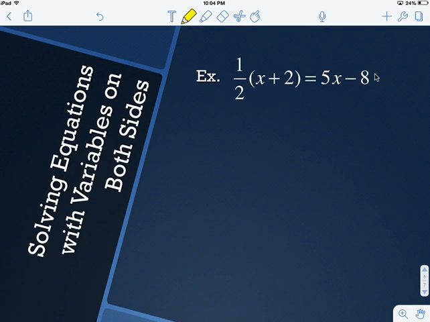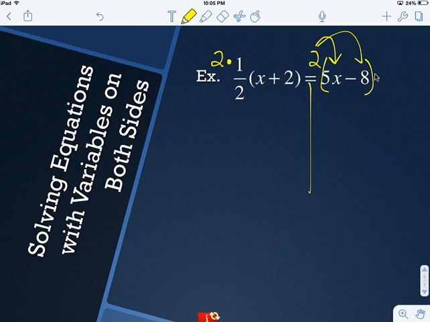My last example still has a fraction, but it looks a little different. I have 1/2 of x plus 2 equals 5x minus 8. On this one, I'm still going to multiply by the denominator. I'm still multiplying this side by 2. But what you have to be careful of is that you are multiplying this whole side by 2. We're not just multiplying 5 by 2, and we're not just multiplying 8 by 2. We are multiplying both 5x and negative 8 by 2. So 2 times 5x is 10x, and 2 times negative 8 is negative 16. That's my right side. On my left side, the 2 times 1/2 cancels, and I'm left with x plus 2.